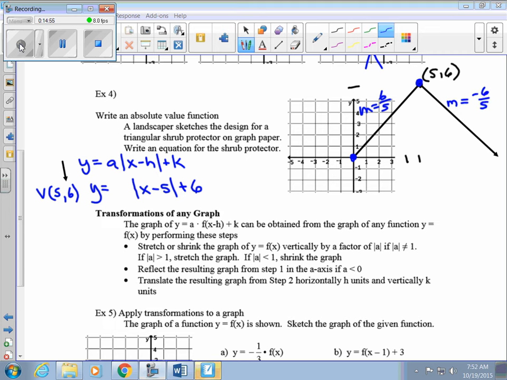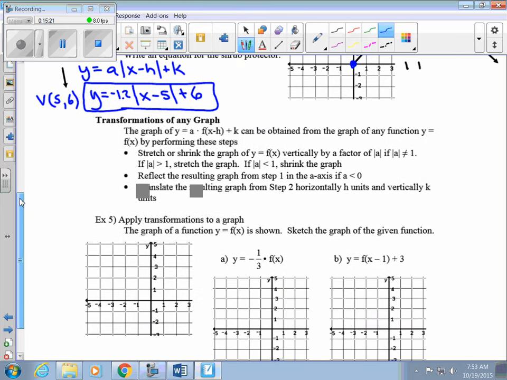So you can write that as either a fraction or you can write that as a decimal, but if we do it as a decimal, it's 1.2 and it's negative, so it's negative 1.2. And so here is the equation of that. Y equals 1.2 times the absolute value of x minus 5 plus 6.